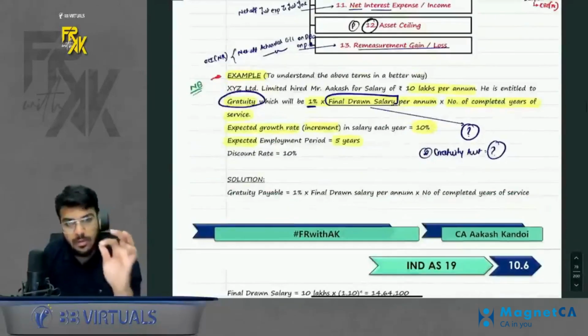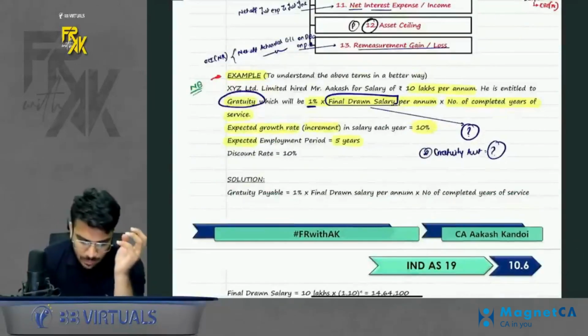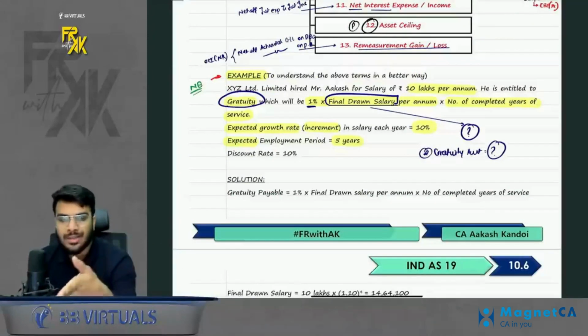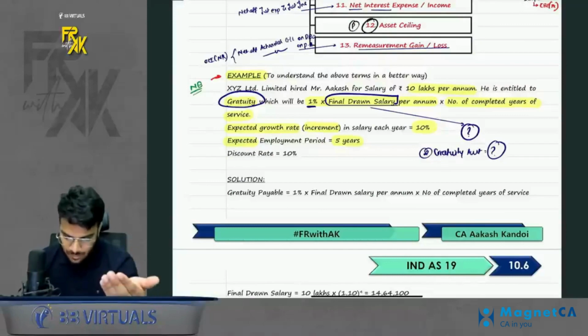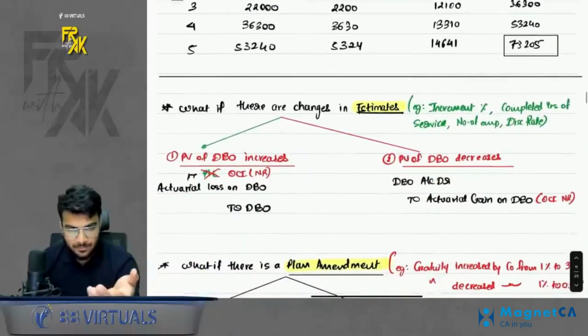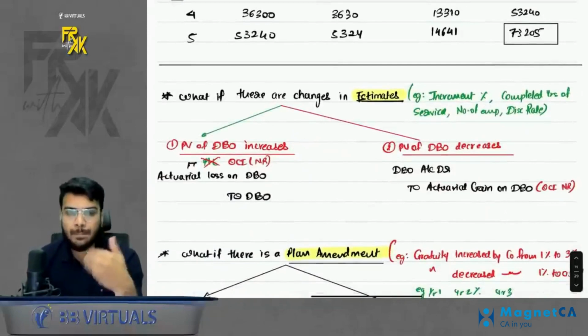Okay, now I guess we all will agree that in this question there were so many assumptions. What if after 1 or 2 years there are changes in assumptions? Then what to do? Then whenever there are changes in your assumptions or estimates, two impacts can be there.